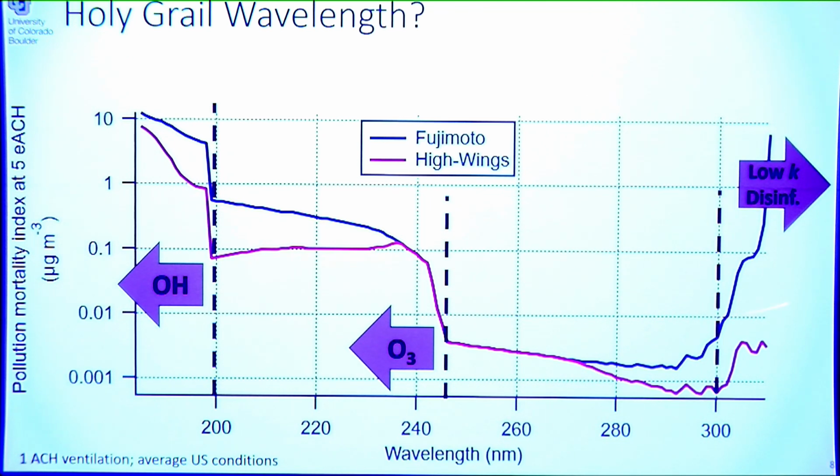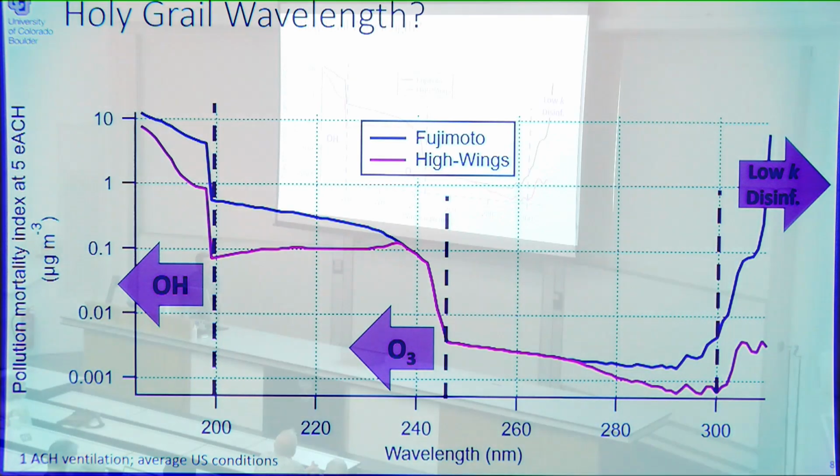Now, if you go below 300 here, the pollution is very high, at least with the Fujimoto case, and that's because the disinfection rate constant is so low that you need a lot of light, and that generates a lot of pollution. I should say, I see people taking pictures. This is not published, so please don't post the pictures in any public forum.